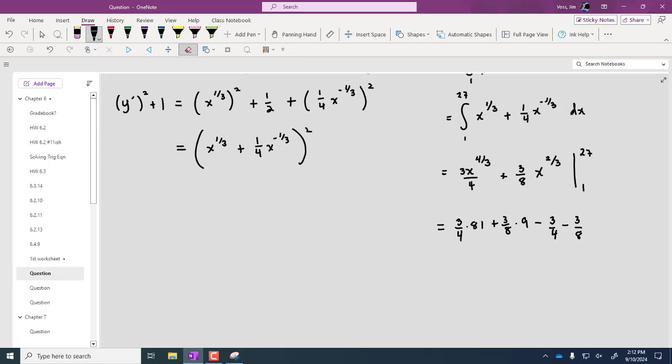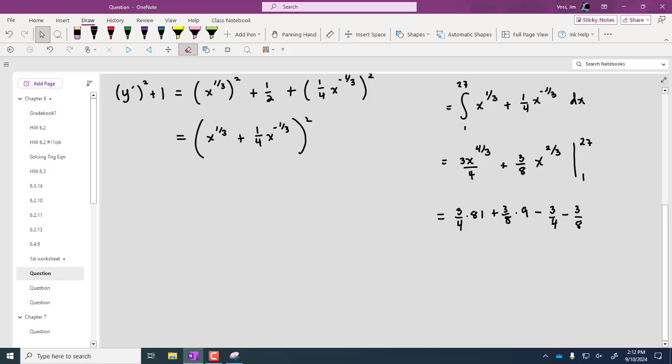All good? I think I screwed up somewhere in the multiplication. And then we just put this into our calculator and get whatever the fraction is. Any step there you're unsure about?